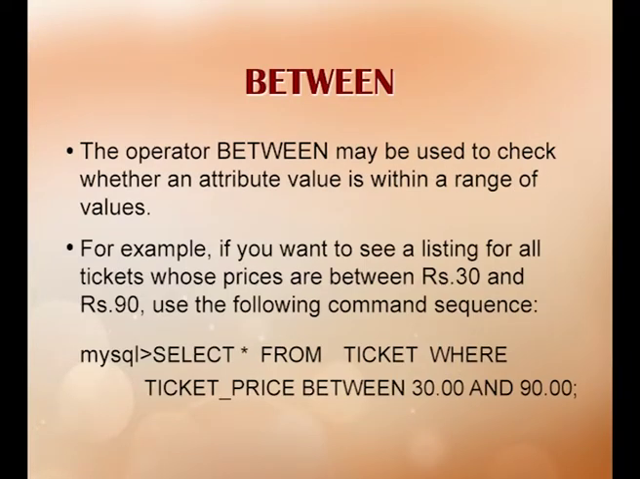Then comes BETWEEN. BETWEEN is used to mention a range, like from 30 rupees to 90 rupees, whatever ticket prices are there, select from that. Here: SELECT * FROM ticket, where I am selecting all the fields, which is why I am using the wildcard character star, from the ticket table WHERE ticket_price BETWEEN 30 AND 90. All the rows where the ticket prices are between 30 and 90 are displayed from the ticket table.